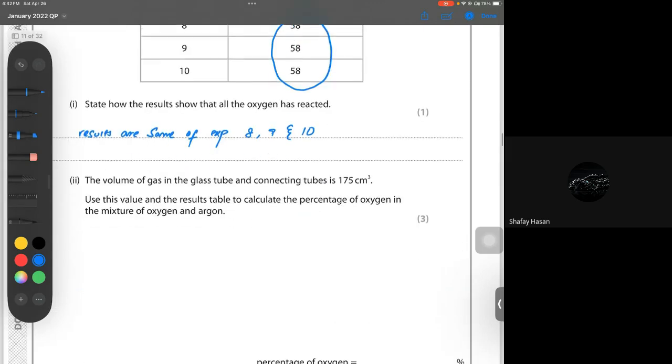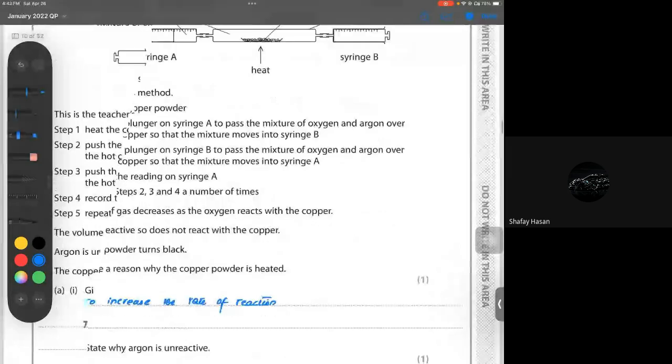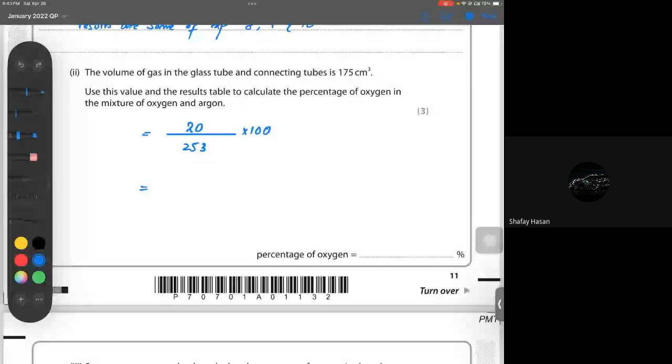Basically, I'm telling you this is of 3 marks. So first of all, the volume of oxygen is 20 cm³. And then you can see the total volume. The total volume is 253 cm³.